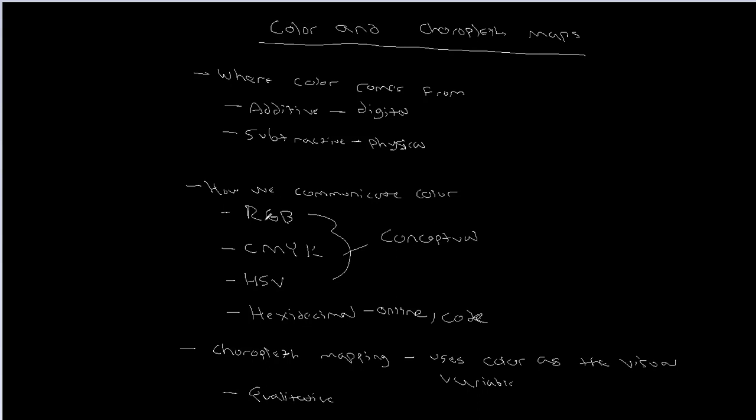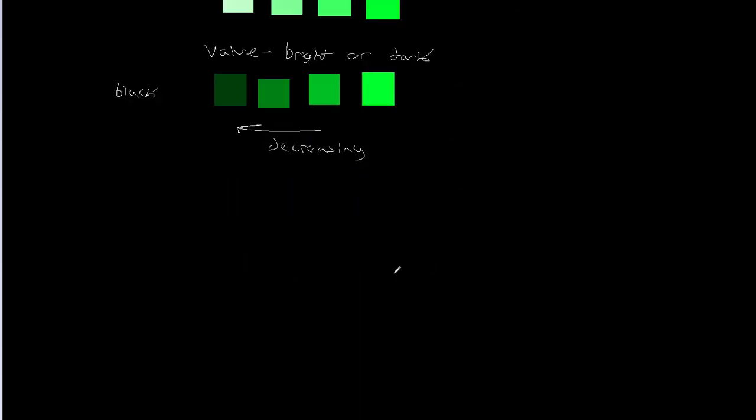That's going to be through RGB, CMYK, and HSV, which are the three common ones we're going to talk about. And then we're going to talk briefly about hexadecimal, which is the way that computers, like online formats, communicate color. So anyway, let's go ahead and give ourselves a little bit of space here.